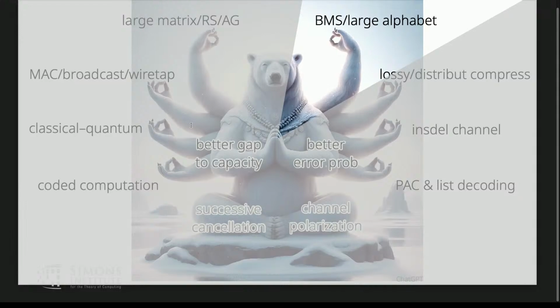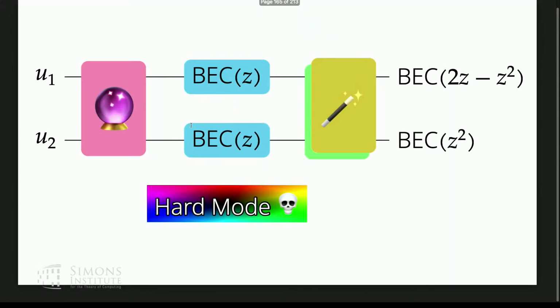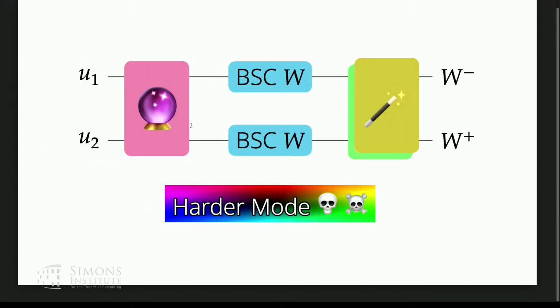But before we move on to large alphabet, we move on to binary memoryless channels, which is the binary version of a complicated channel. Okay, so again, we start with this diagram, and we are not upgrading this diagram anymore. We are kind of downgrading it. So we go for the hard mode, which is that now the binary erasure channel becomes binary symmetric channels, and then the output channels will be W minus and W plus. So this is just the notation for the channels.